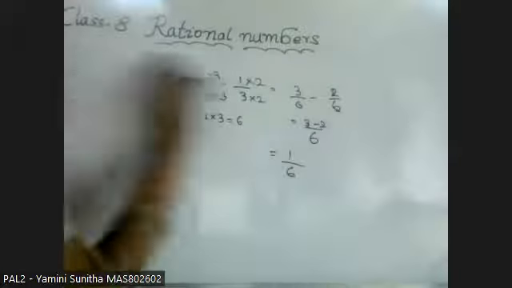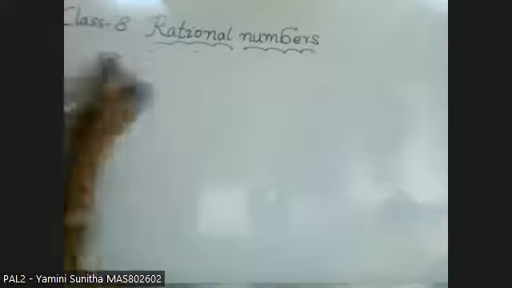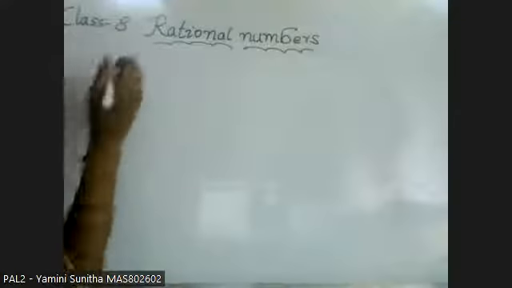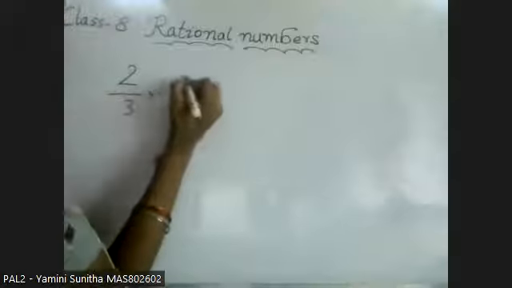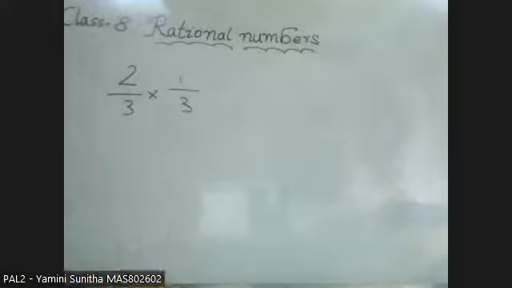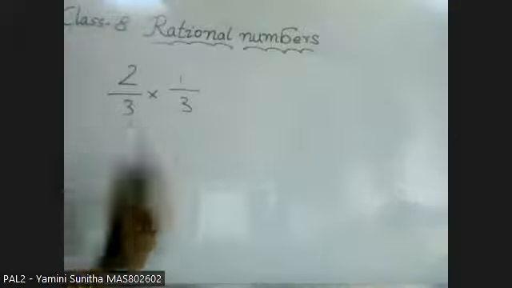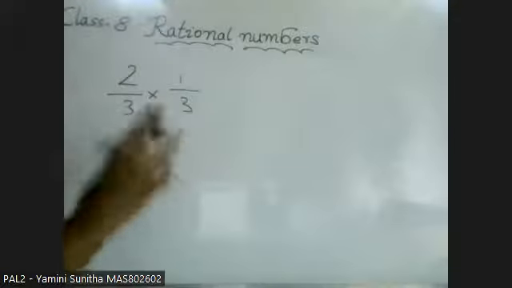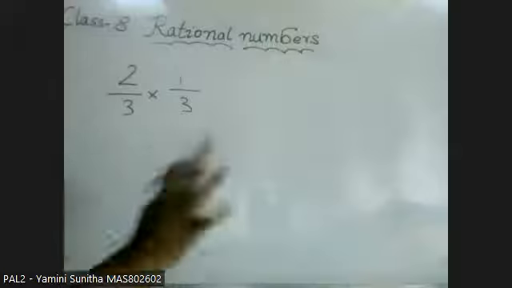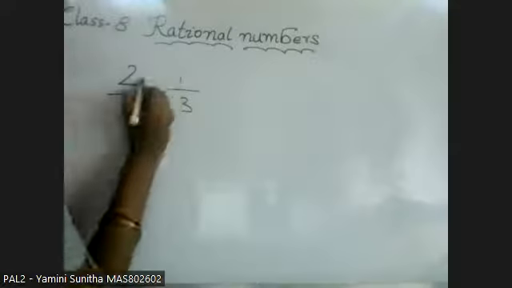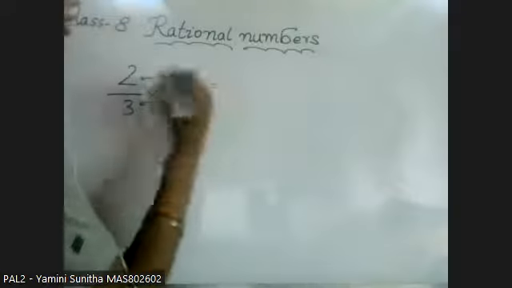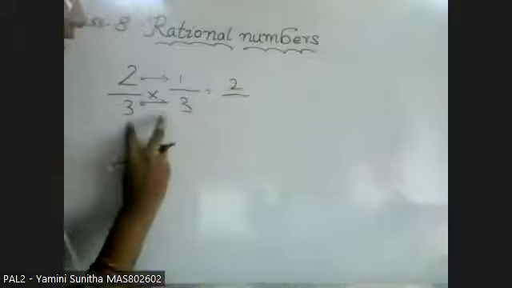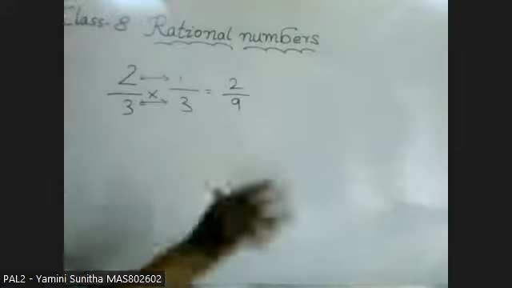Next, let us do the multiplication. But in multiplication, no need to equate the denominators. If the denominators are equal, leave it. If the denominators are not equal, then also no need to equate them. Same example, 2 by 3 into 1 by 3. Multiply the numerators, multiply the denominators. What is 2 into 1? 2. What is 3 into 3? 9. This is the result.